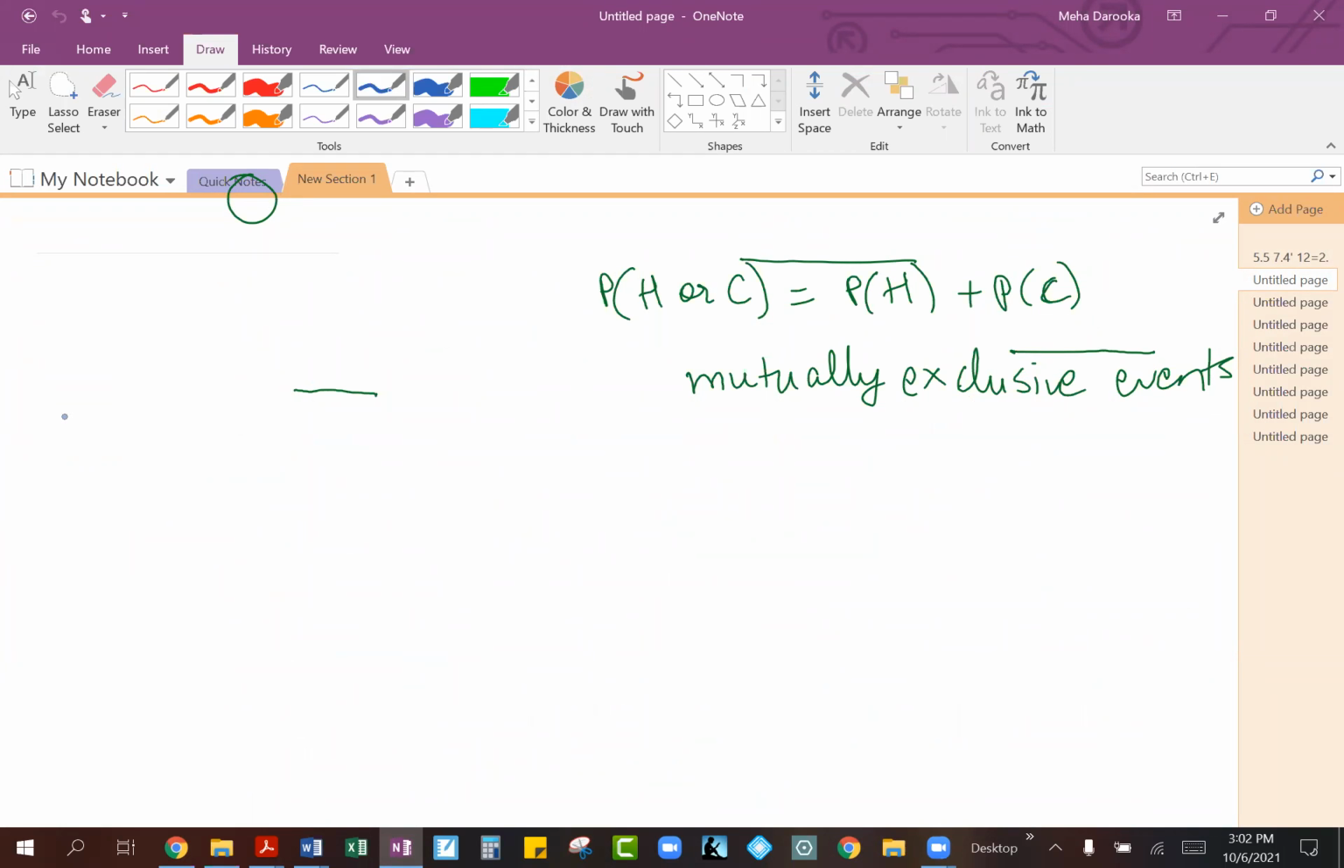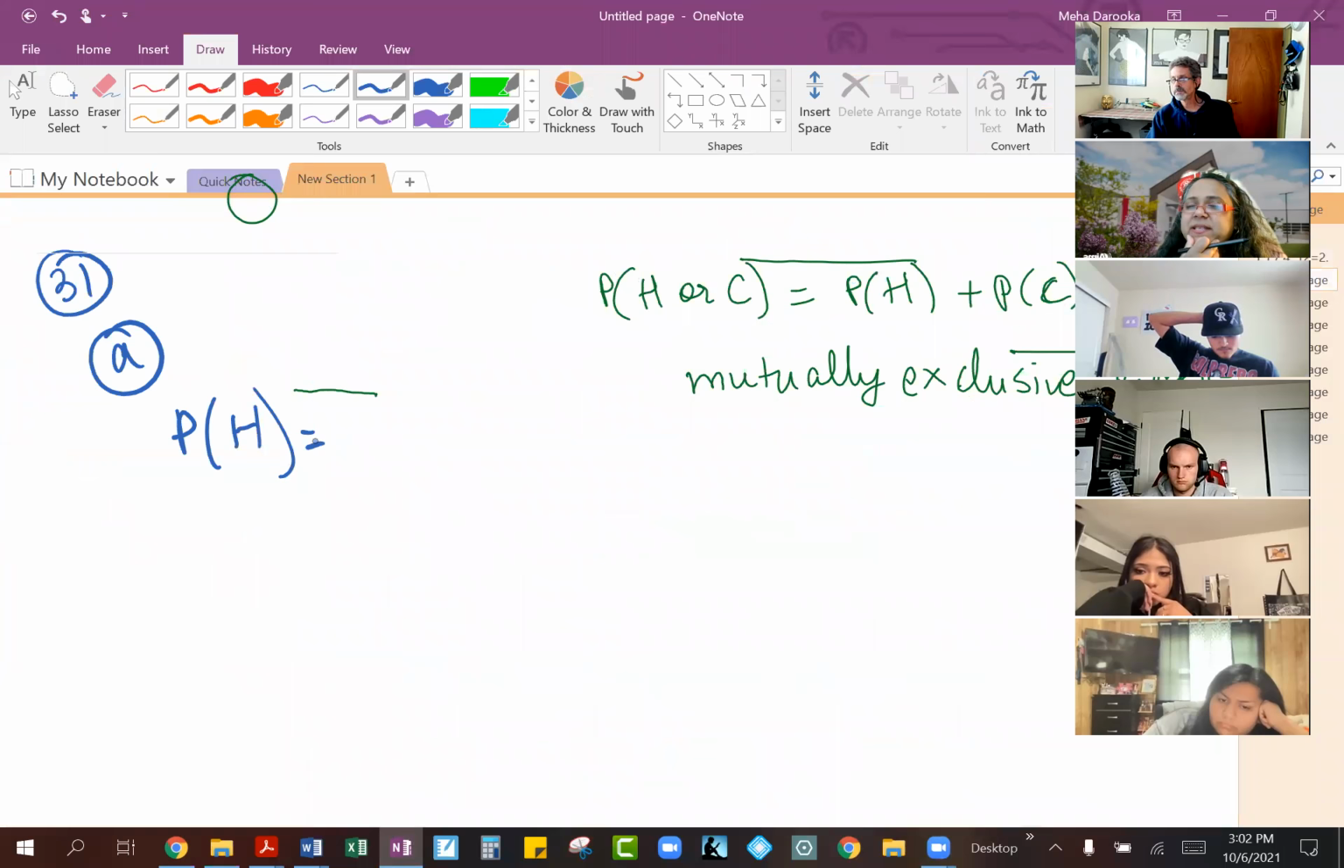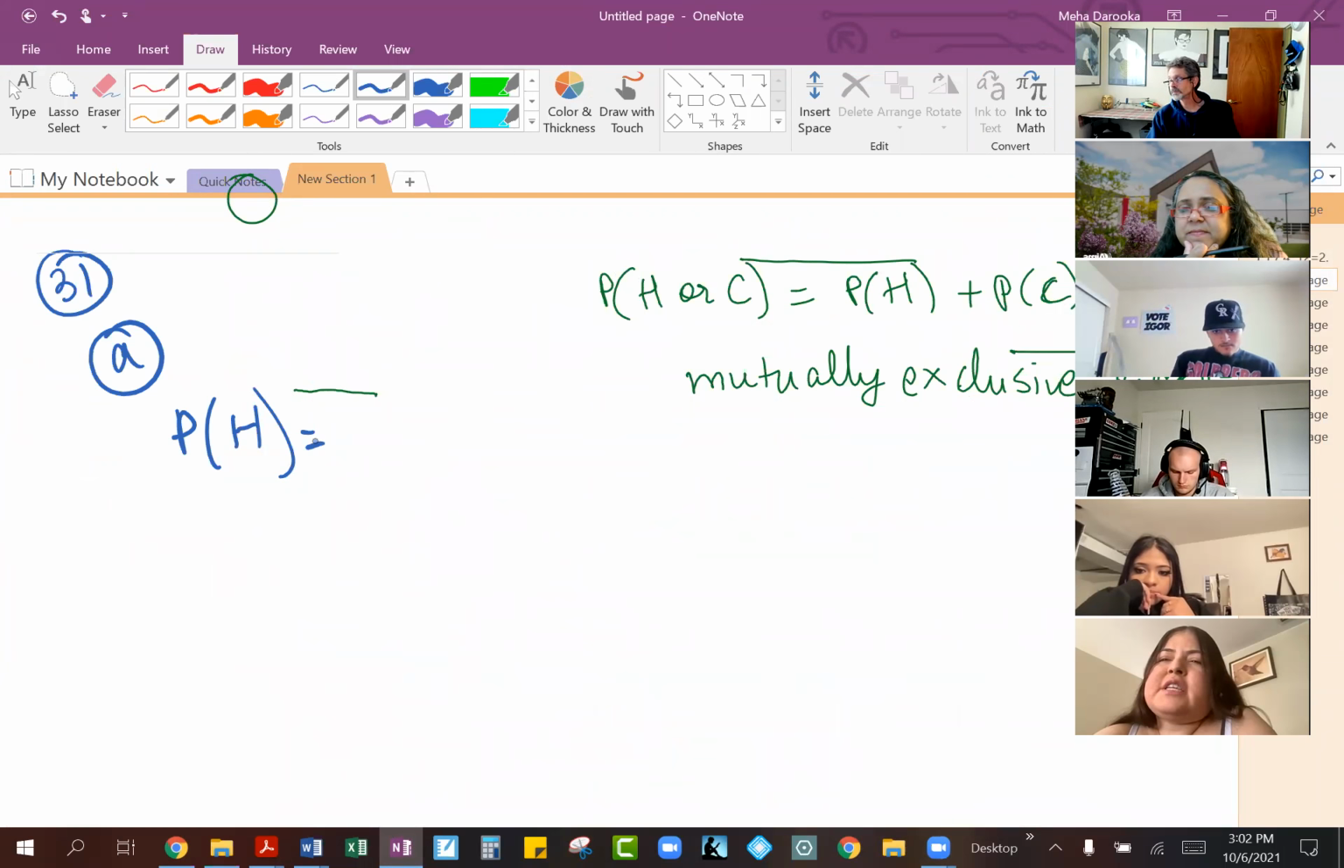So let's think about how many hearts there are in a deck of cards. Well, each suit has how many? 13. 52. That's for the whole deck. And then how many of them are hearts?